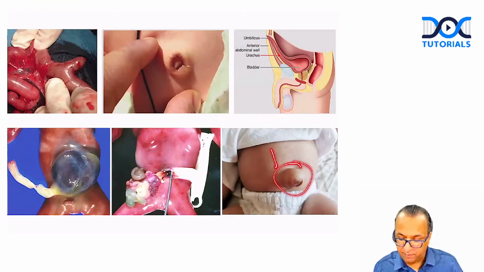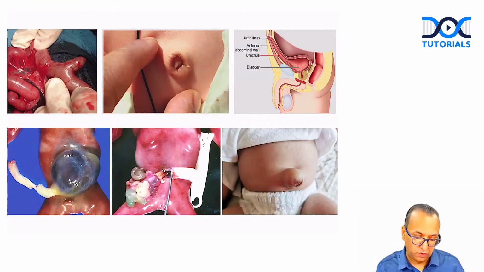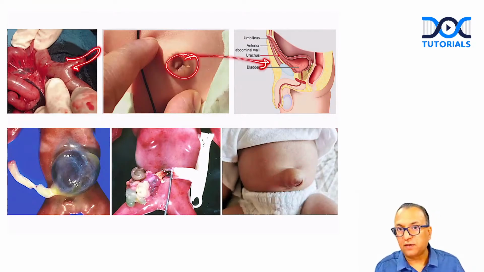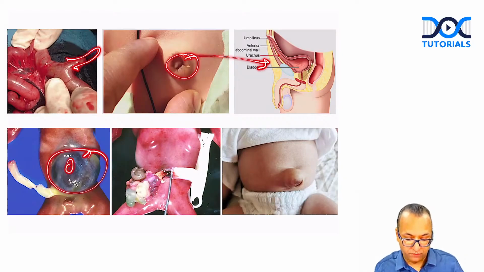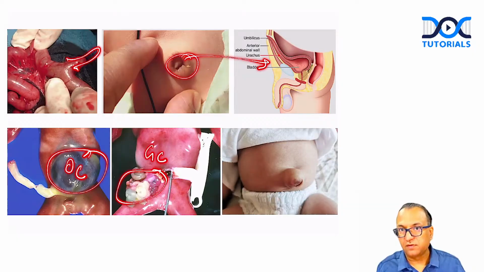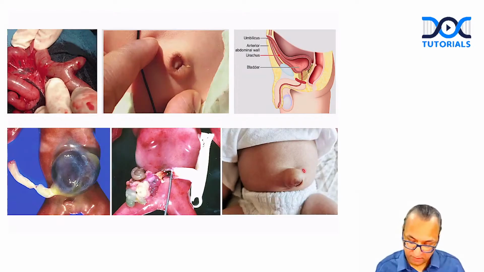The question that came, I think, was on umbilical hernia, the anterior abdominal wall. But you should know Meckel's diverticulum. You should know urachal fistula. You should know omphalocele, and you should know gastroschisis also. I'm just giving you some idea, meaning all of these are important. But the question was on umbilical hernia, I believe.